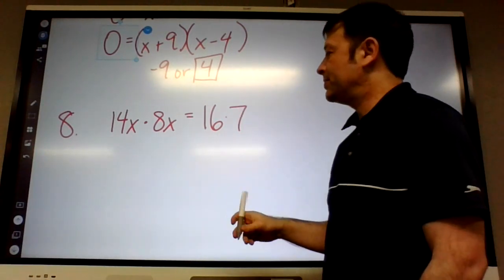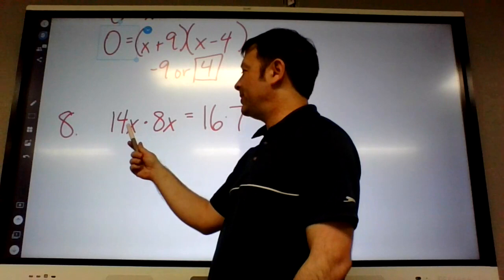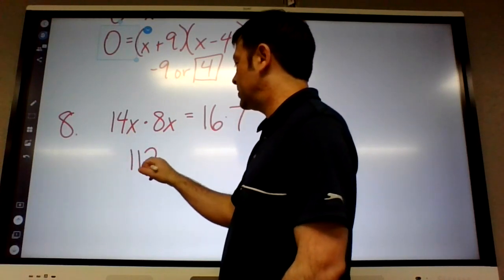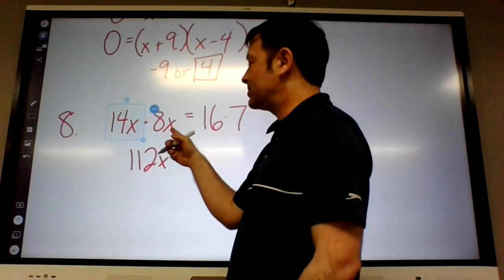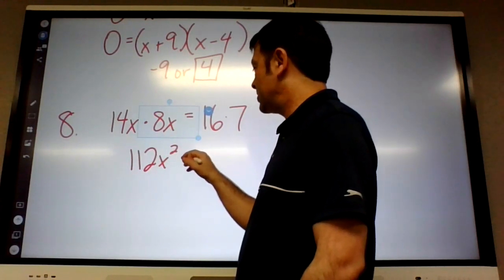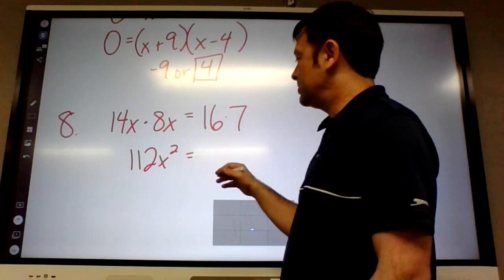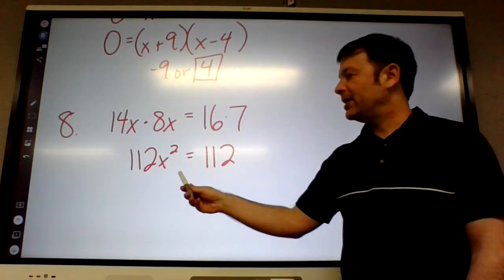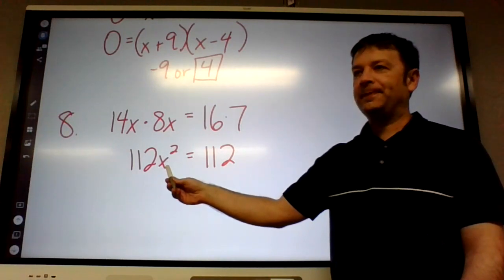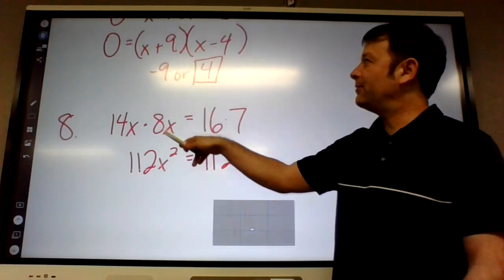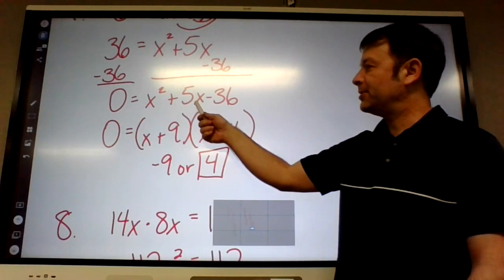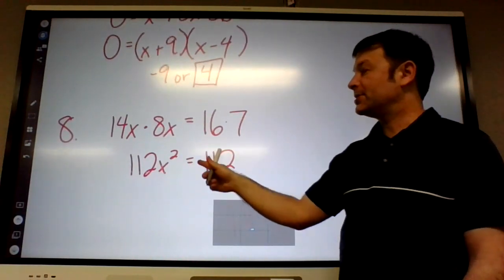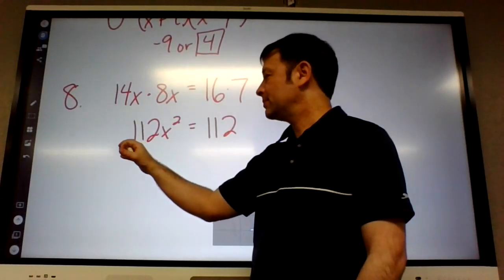Okay, so this one is a little bit different. If we do 14 times 8, I think that's 112x. x times x is x squared. And then 16 times 7 is also going to be 112. This does have an x squared, but because it doesn't have the other x term, we don't really have to factor like this. We can just get x squared by itself. So how do we get x squared by itself?